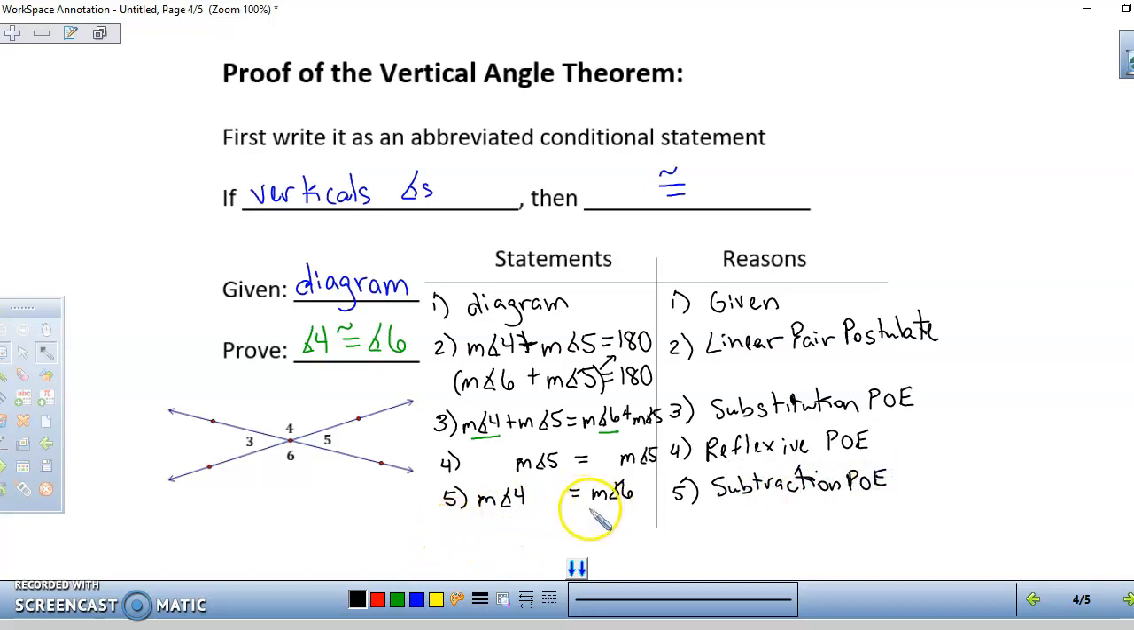So it seems like we're done, but you do have to make this match the proof statement exactly. So my very last statement is angle 4 is congruent to angle 6. And then that's a silly little definition, which is the definition of congruent angles. All that states is that if the measures are equal, then the angles are congruent. That's the definition of a congruent angle. And there's the proof for vertical angles.